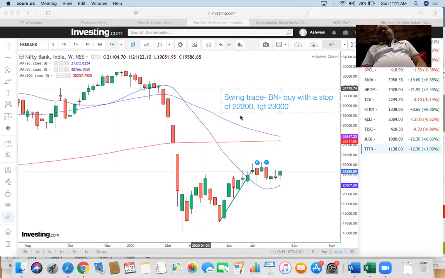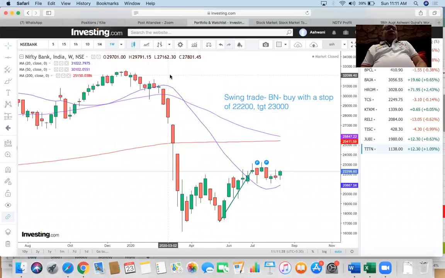So you have a 200 point style risk, and the upside would be 23,000. So assuming we open with, say, a 150 point gap, then you basically have a 200 to 250 point risk, and on the upside you have almost 600 points. So this is the swing trade that we are looking at. So I hope all of you have noted this down.